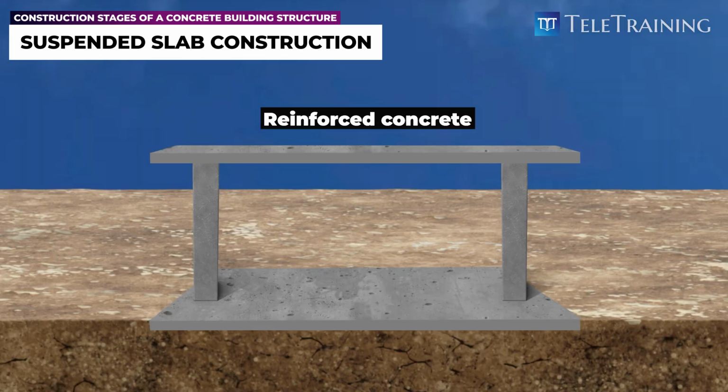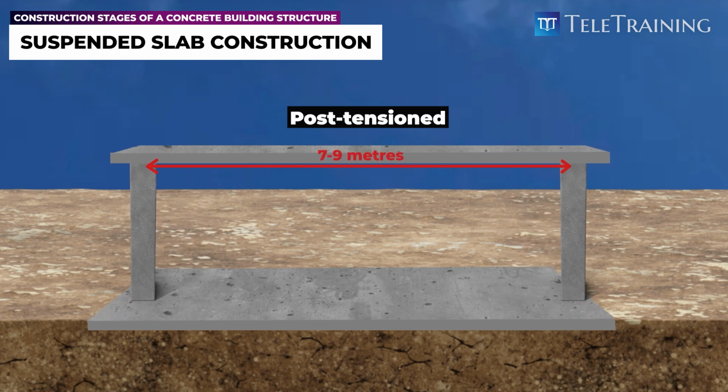Reinforced concrete slabs are a common and effective solution for spans between 5 to 7 meters, while post-tension slabs are generally more efficient for spans between 7 to 9 meters.